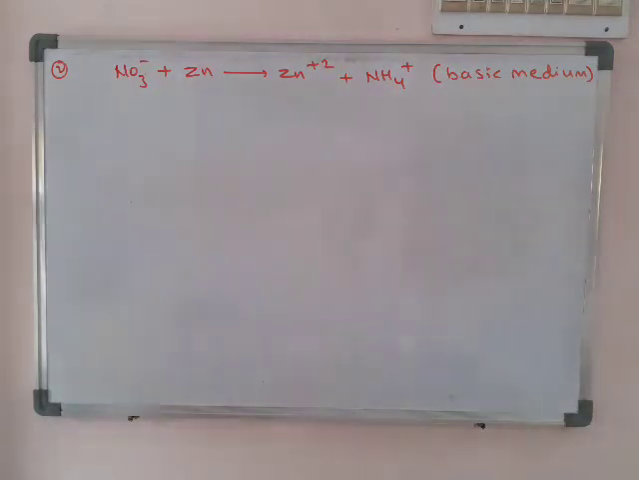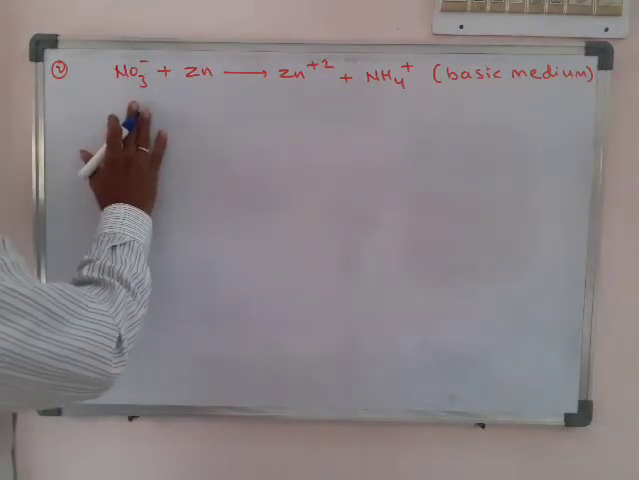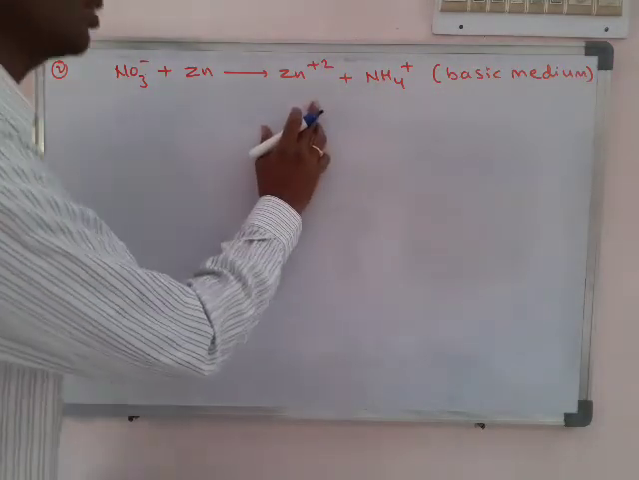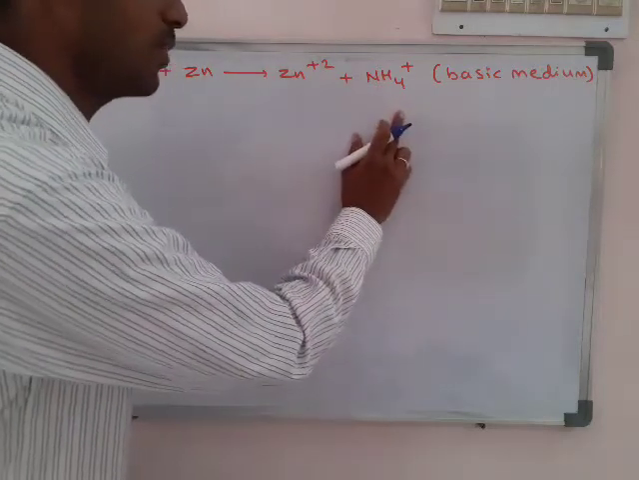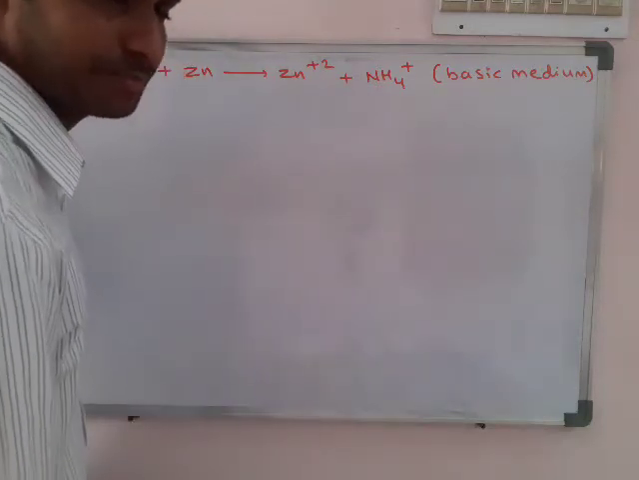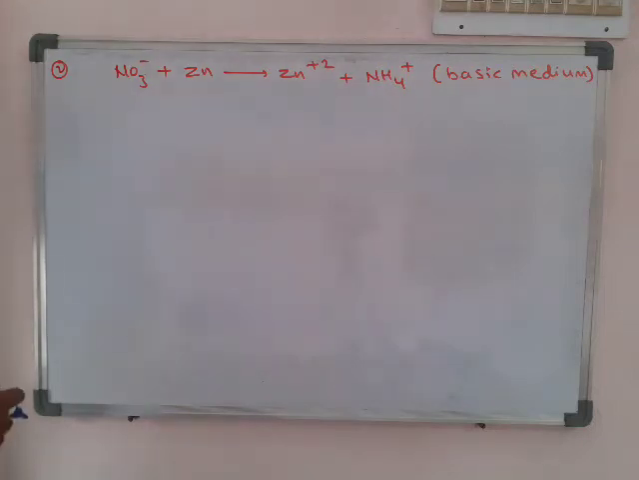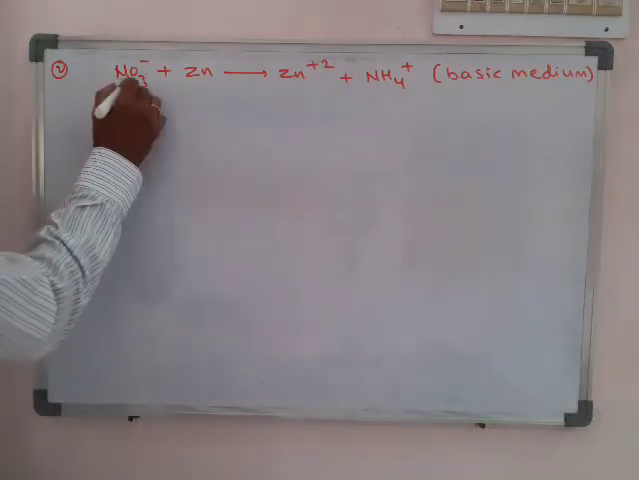So now see the next problem. Nitrate, NO3 minus, reacts with zinc, giving Zn plus 2 and NH4 plus. We have to balance this in basic medium. Okay, so first we'll split the equation into two parts.